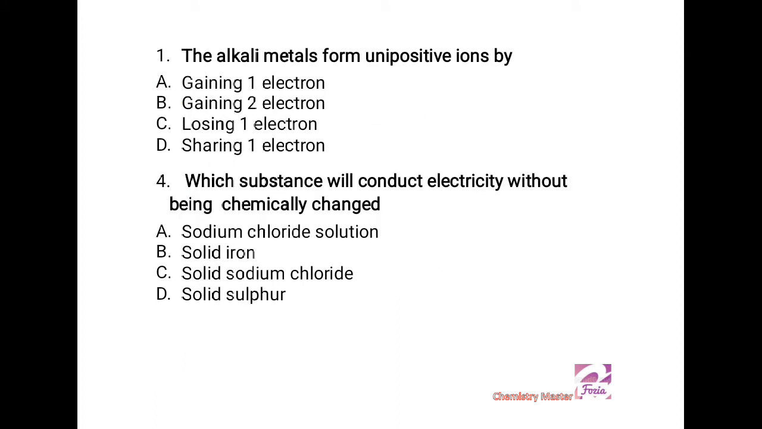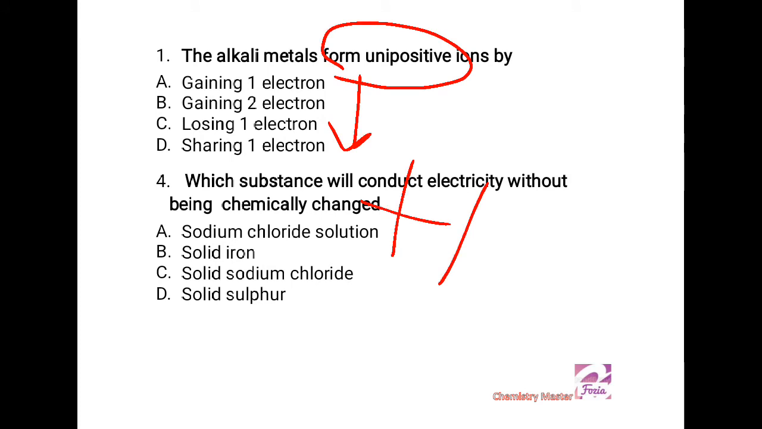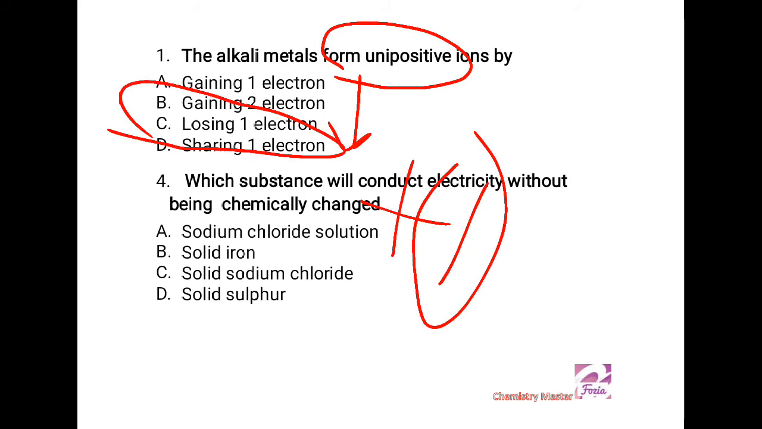Okay, the second MCQ is: the alkali metals form unipositive ions. How unipositive? First you understand this unipositive. Uni means one and positive means plus one. Just remember that when any atom loses an electron, it is positively ionized, and this number tells how many electrons are lost. As it is only one, it must be the loss of one electron from its valence shell.